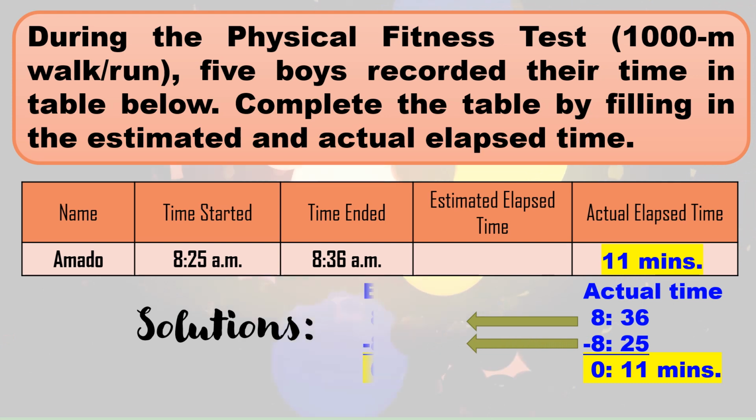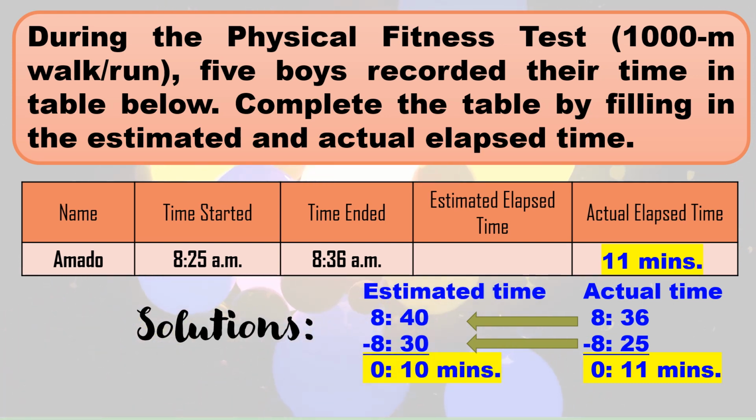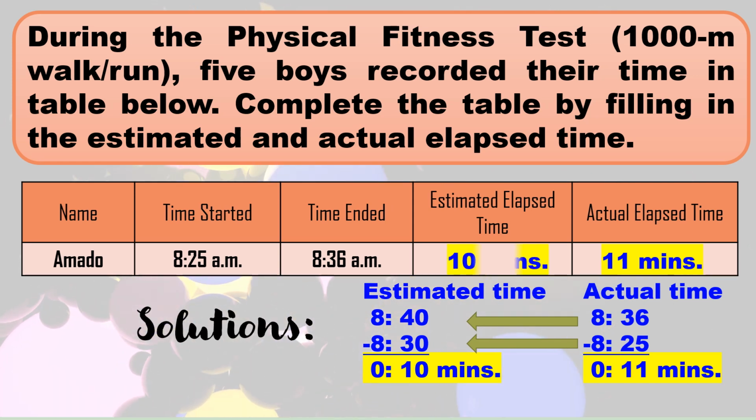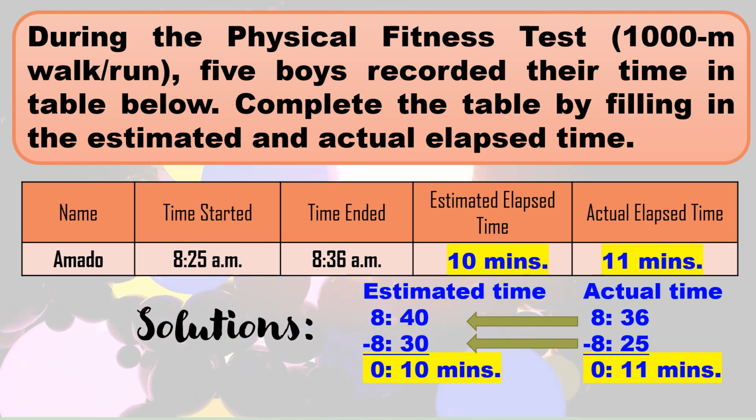And by estimating this, 8:36 becomes 8:40 and 8:25 becomes 8:30. So by subtracting, 8:40 minus 8:30 is 10 minutes. From the actual time of 11 minutes, it will be rounded down to 10 minutes. Estimated.